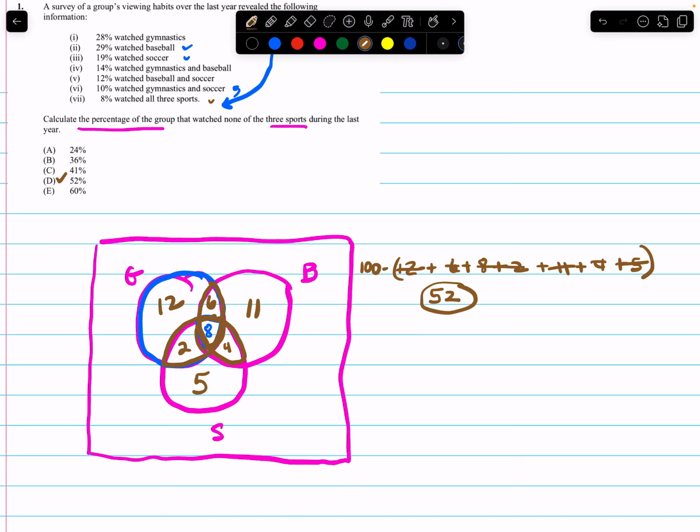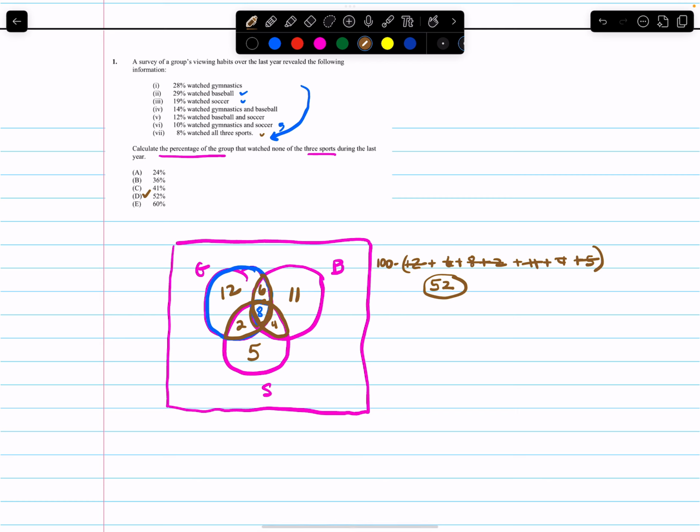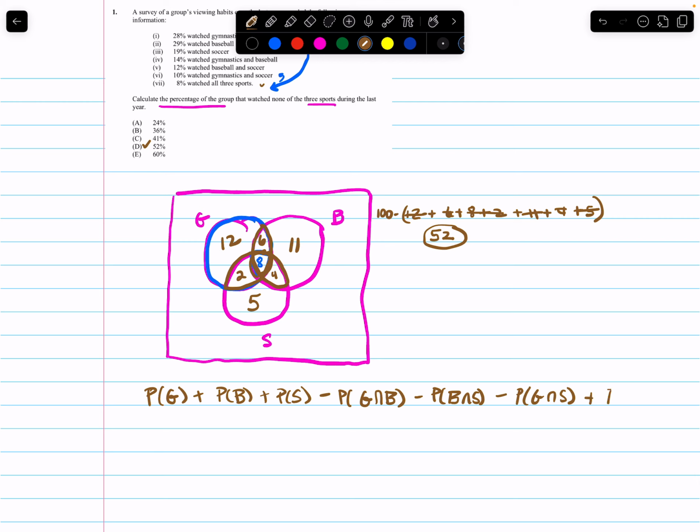Now, we could have just used the inclusion-exclusion principle. If we're trying to find this whole union, it's going to be the sum of all the singles, so the probability of G plus the probability of B plus the probability of S, and then we subtract off all the intersections: the probability of G and B, minus the probability of B and S, minus the probability of G and S. And then lastly, add back on the probability of G and B and S.